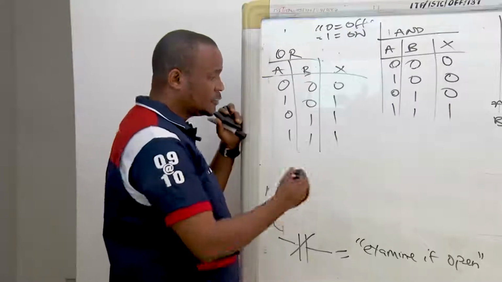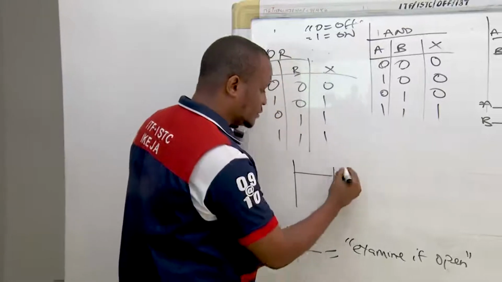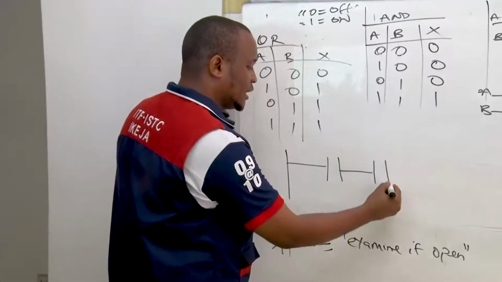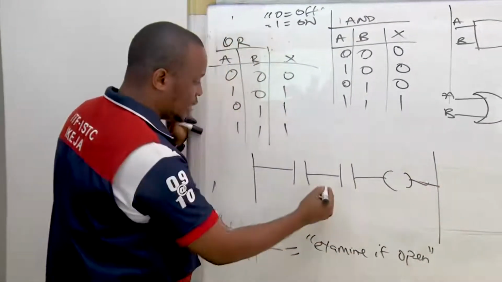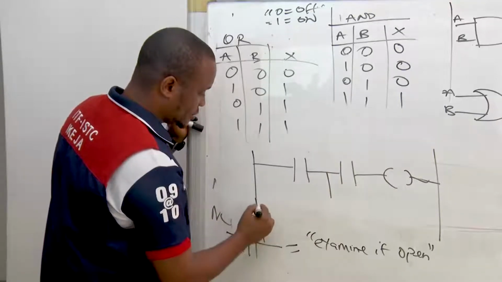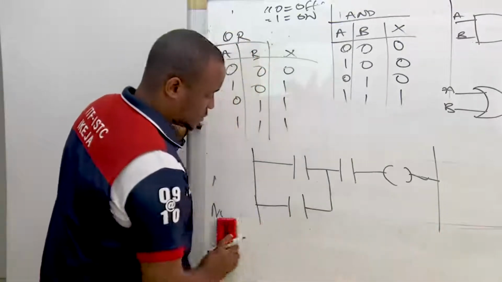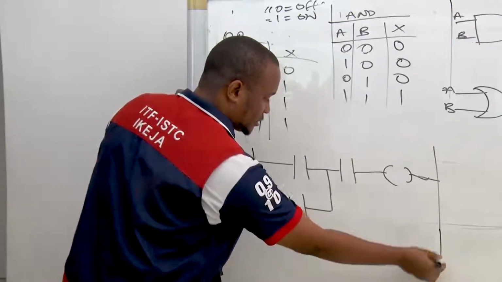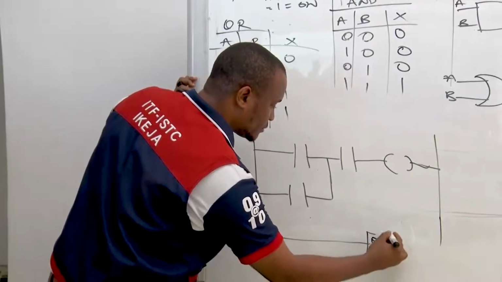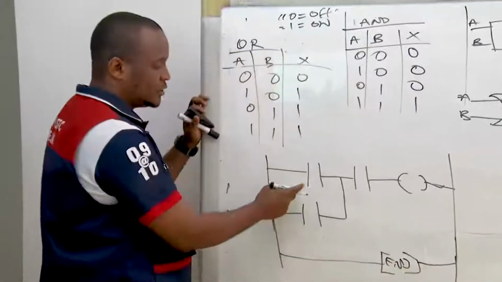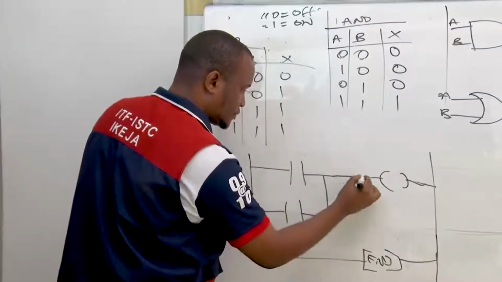Now, how do we represent it in the PLC ladder diagram? We represent it in this way. Let's say we have an output this way, just like that of the AND. We'll have a branch. And remember, we are always going to end the program. So this is an OR function.